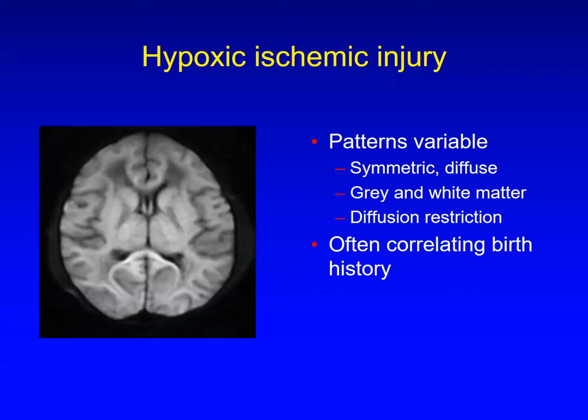So sometimes if we're not sure if it's a metabolic disorder or leukodystrophy or birth-related injury, and it's rare that we don't know from the clinical history, but occasionally we don't, we can follow it and make sure that it evolves the way we would expect in ischemic injury too.